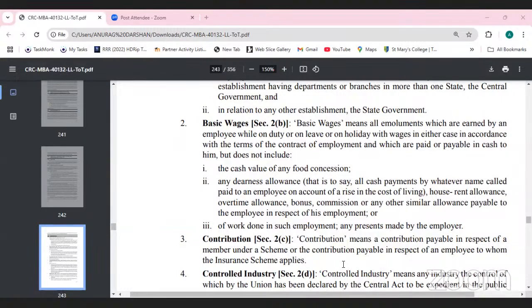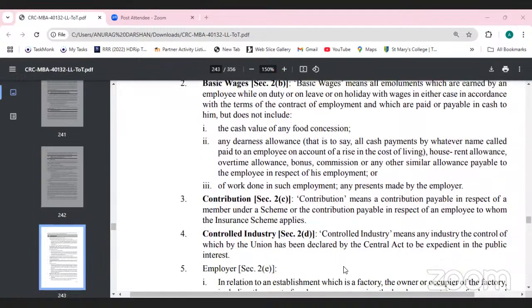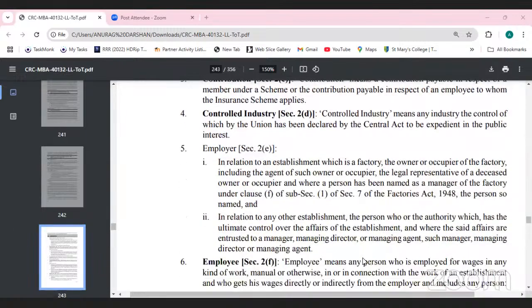Contribution means the contribution payable in respect of a member under the scheme. And controlled industry means an industry, the control of which by the Union has been declared by the Central Act to be expedient in the public interest.